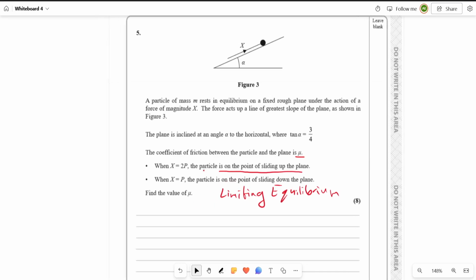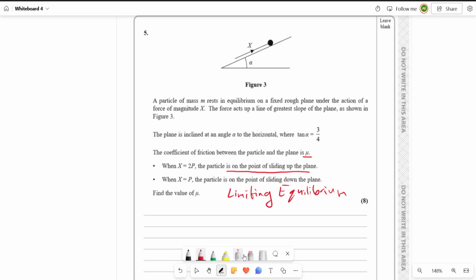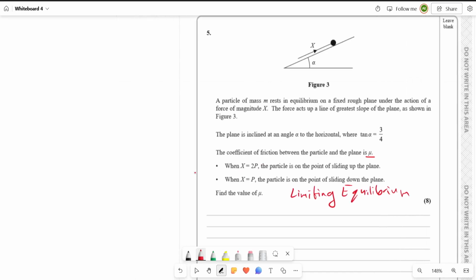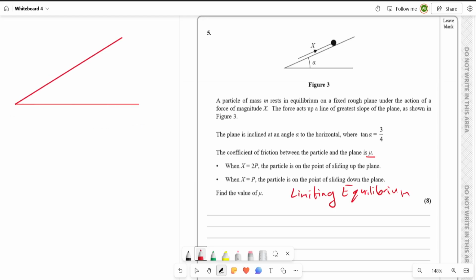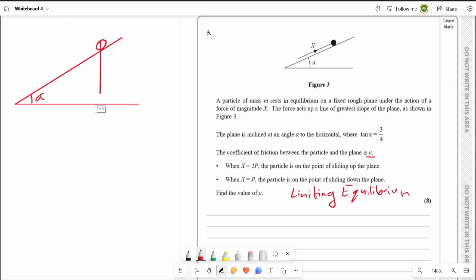Now that we know the idea about maximum friction and we know that these keywords indicate that we have maximum friction, let's start solving the question. So as always, in these types of questions, you always have to draw what is happening. You know that this is alpha, you know that this is your object, and we start to draw the free body diagram. So we draw all the forces that are acting on this object.